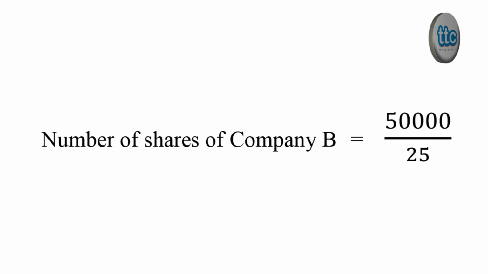Then let's move on to Company B. So how many shares is he buying from Company B? Is it given? No, it is not given. Then first you have to find the number of shares of Company B. How much is he investing in Company B? That is the remaining half of the 100,000 rupees. Again, it is 50,000. Then how much is the value per share? That is 25 rupees. Then how do you calculate the number of shares? That is 50,000 divided by 25. The answer is 2,000 shares.